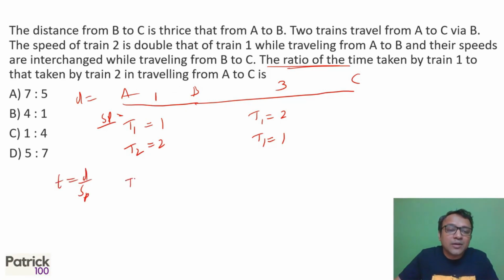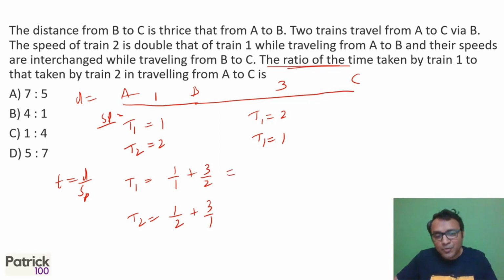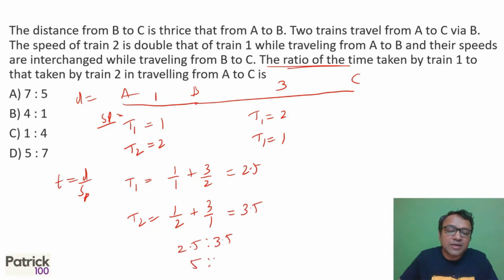So if I look at train 1, the time taken is 1 upon 1 plus 3 upon 2. And for train 2, the time taken is 1 upon 2 in the first part plus 3 upon 1. If you solve this, this becomes 2.5 and this becomes, if you look at 3 plus 0.5, 3.5. So the ratio of time taken becomes 2.5 is to 3.5 or 5 is to 7. That will be the answer, B option.